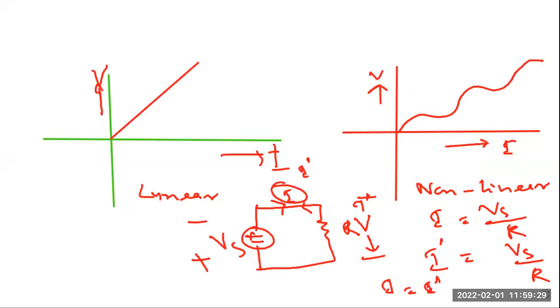So let me come to here. For example, this is your V1, V2. This V1 and V2 are functions of I1 and I2. So can you tell which one is your dependent variable and which one is the independent variable? Which one is the dependent variable?